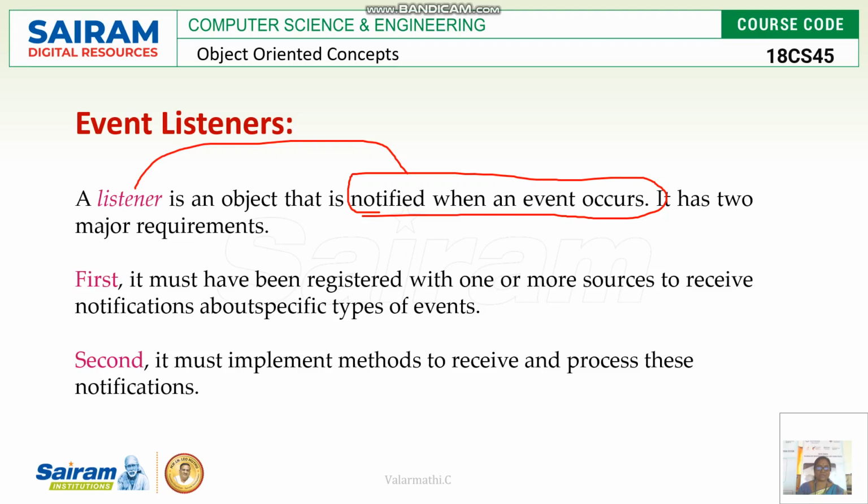I will give one example here. If you are using a mouse listener, that mouse listener should be registered with the corresponding source. Whether that particular panel is associated with that mouse listener, then the corresponding notifications will be sent and the corresponding action will be performed. If it is not properly registered with the corresponding component, then it won't be notified. Second, it must implement the methods to receive and process this notification. First, it should be registered. Second, it should be implemented.